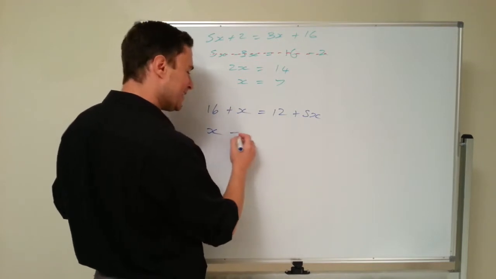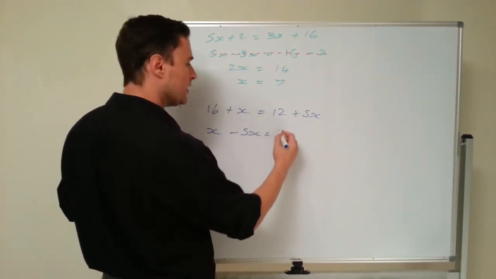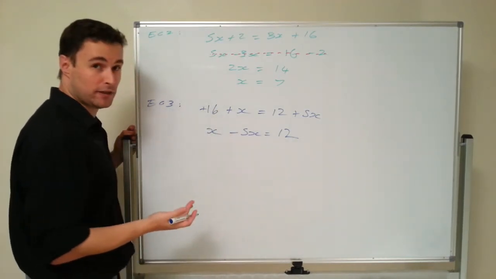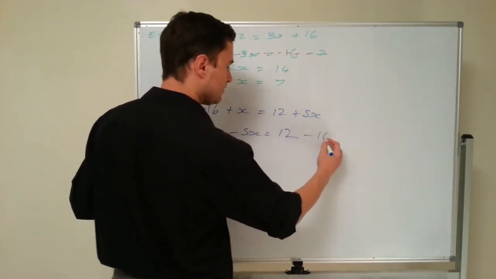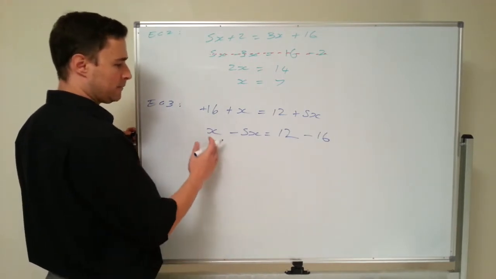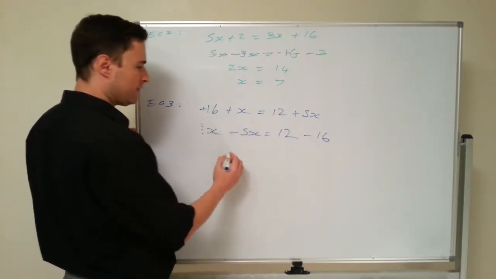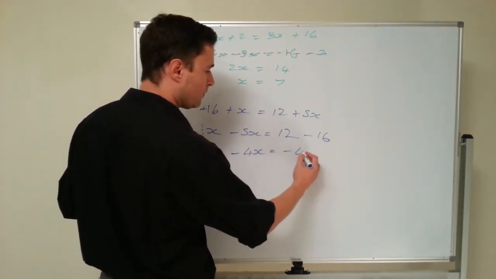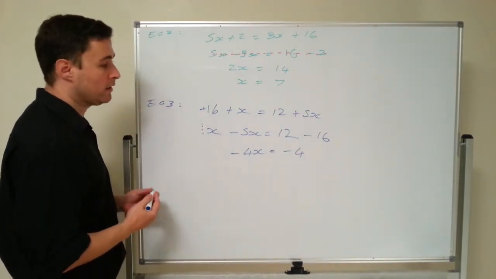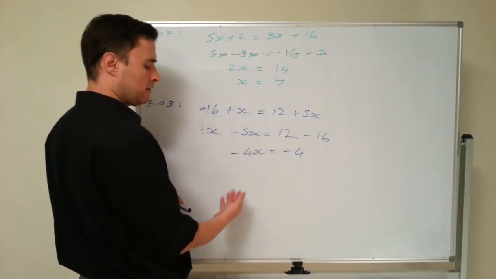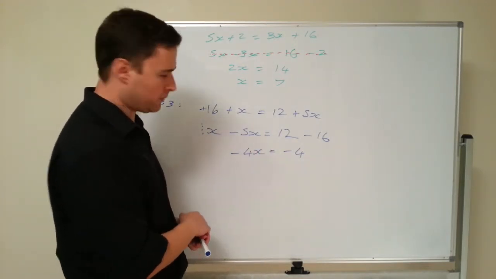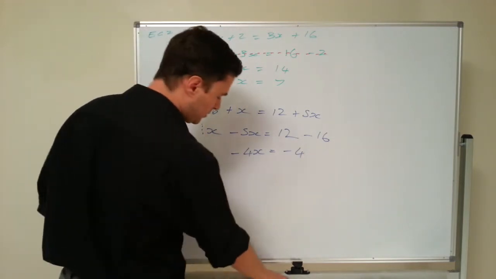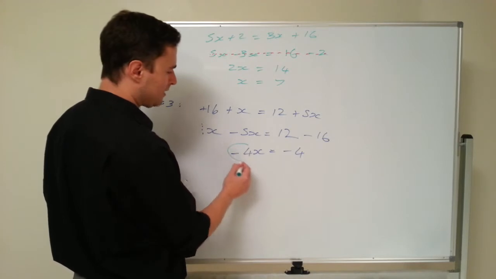The opposite of plus 5x is minus 5x, equals 12 stays on this side. The opposite of plus 16, there's an invisible plus there because there's nothing in front of it, is minus 16. Tidy this up: 1x minus 5x is negative 4x, equals 12 minus 16, negative 4. You're with me? Now, I spoke about this in the previous video, when I divided by the 2 and then by the negative. Now I'm going to treat it as one thing, because this is where you've got to get up to. This is x times negative 4.